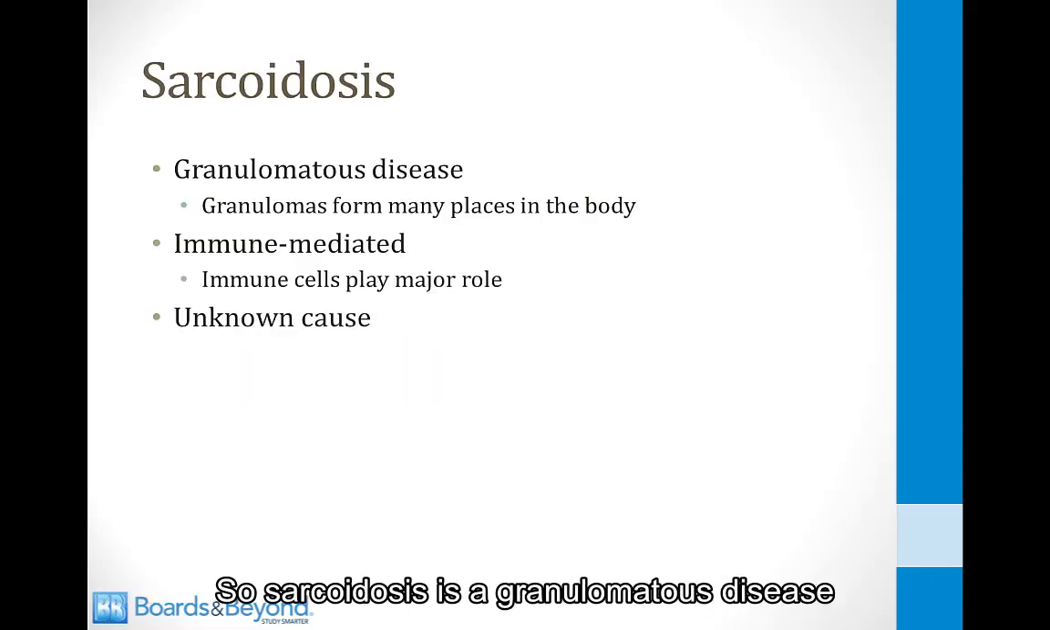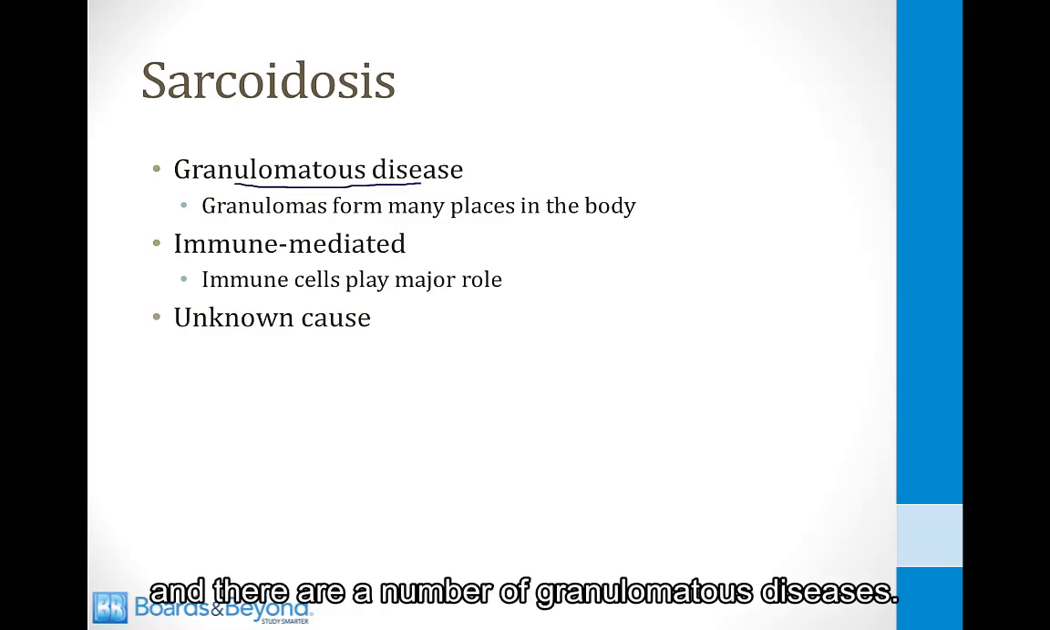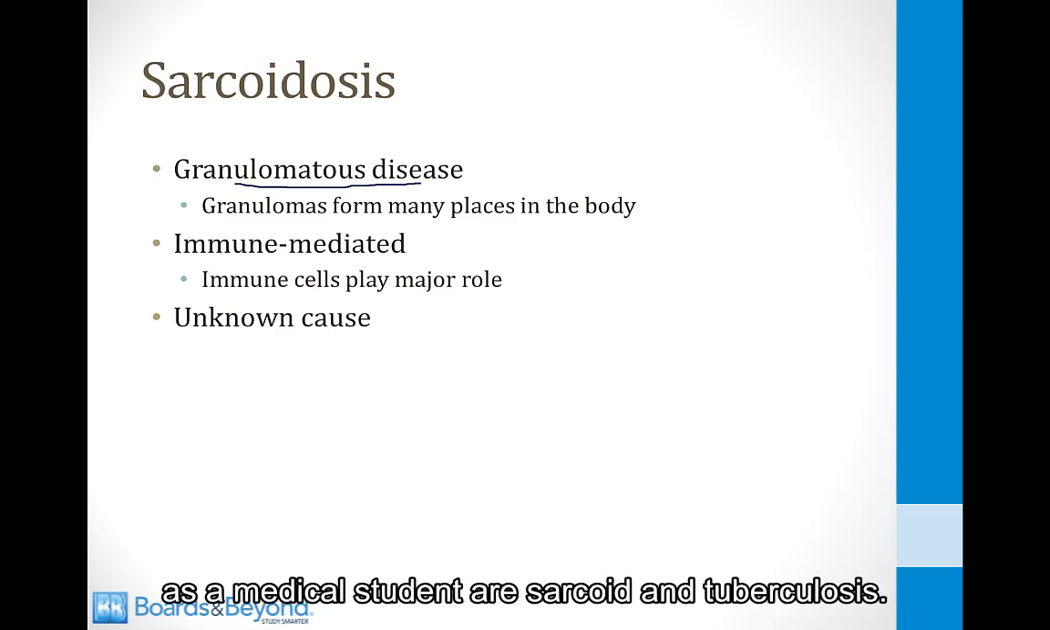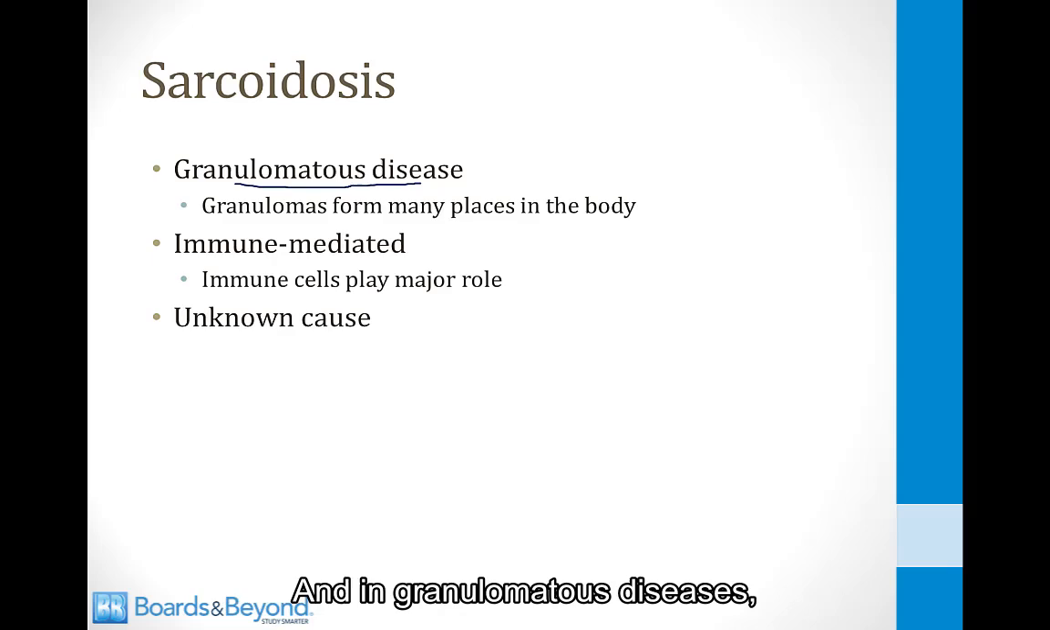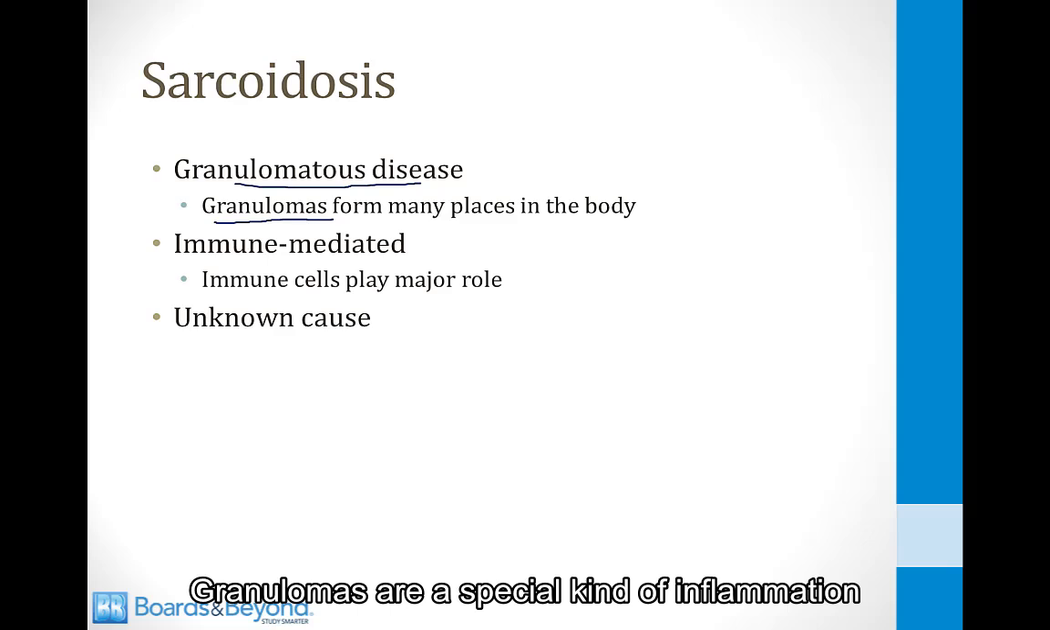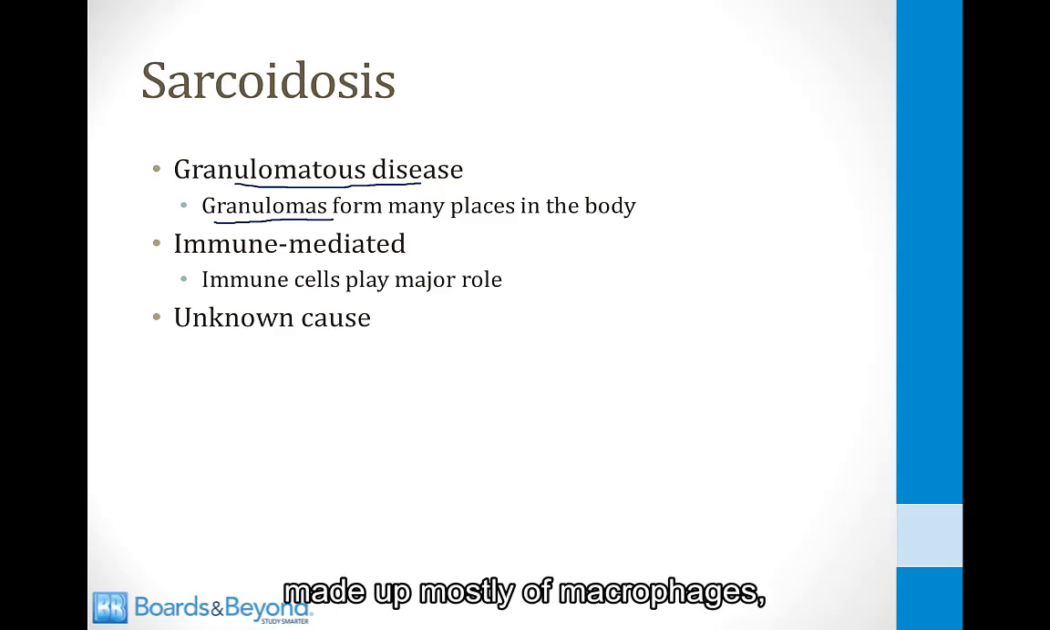So sarcoidosis is a granulomatous disease, and there are a number of granulomatous diseases, and the two most important ones you should know as a medical student are sarcoid and tuberculosis. And in granulomatous diseases, granulomas form in many places in the body. Granulomas are a special kind of inflammation made up mostly of macrophages. We'll talk about that in a minute.